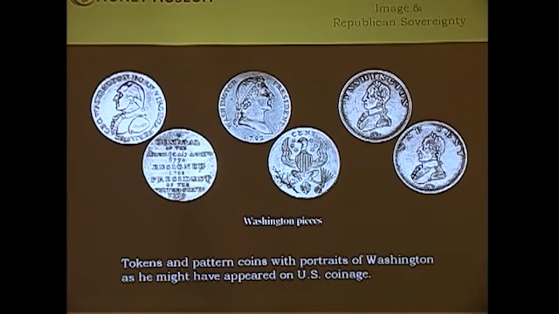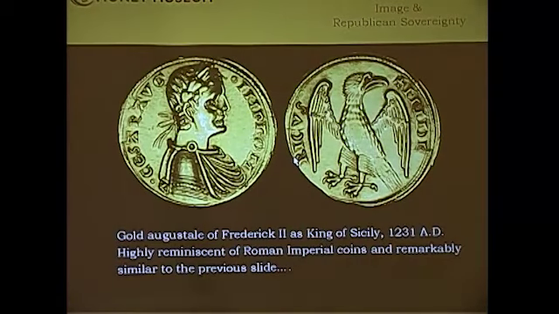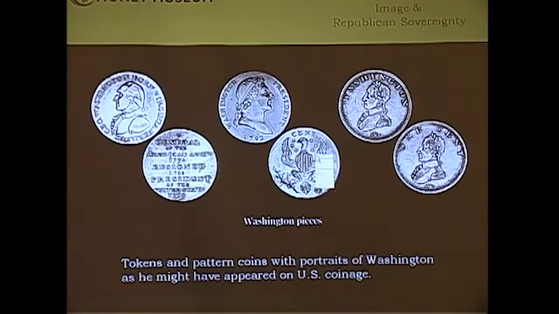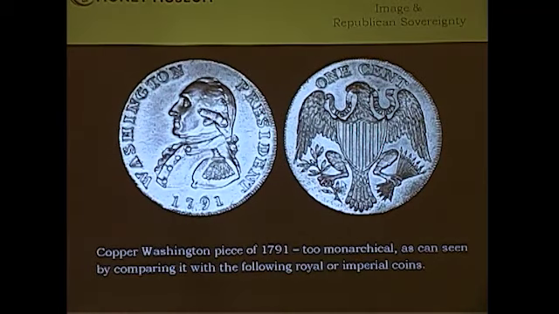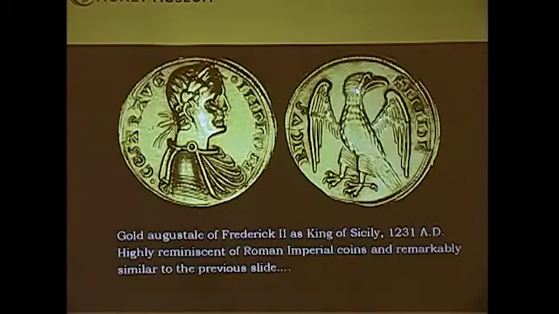Here's examples of what our coinage could have looked like. And it's interesting to compare them with earlier coins. Here's an Augustale of Frederick II as the King of Sicily. Now, this is one of the first gold coinages to be reintroduced into the European world, and it's heavily based on Roman models, but it's very interesting when you compare it with the previous one here. When you compare it with that, it's actually a very similar piece. So you can understand why it might be called too monarchical.